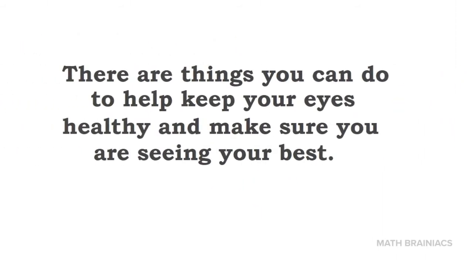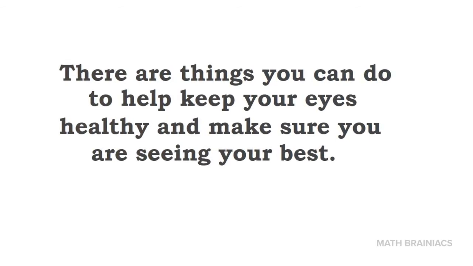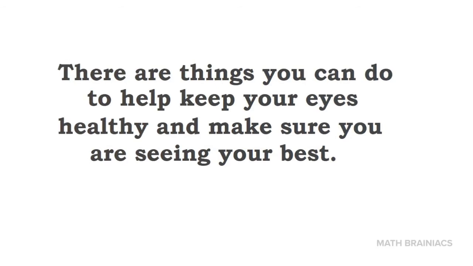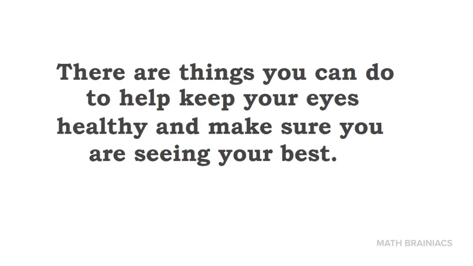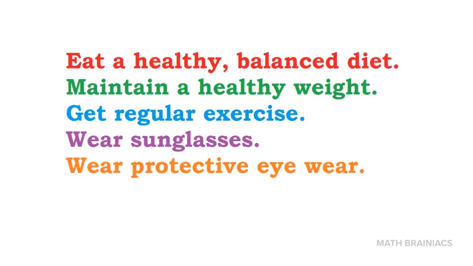Let us move back to the discussion on how to keep our eyes healthy. There are a lot of things you can do to help keep our eyes healthy and make sure you are seeing your best. We should eat a healthy and balanced diet. Our diet should include plenty of fruits and vegetables, especially deep yellow and green leafy vegetables. Eating fish high in omega-3 fatty acids such as salmon, tuna, and halibut can also help our eyes. Then, we need to maintain a healthy weight.